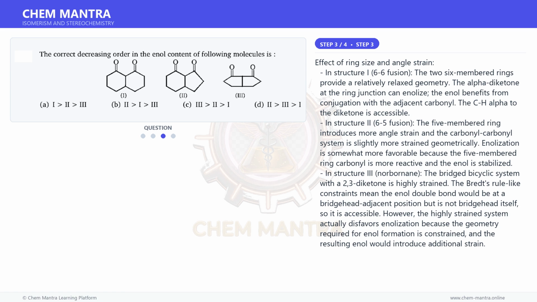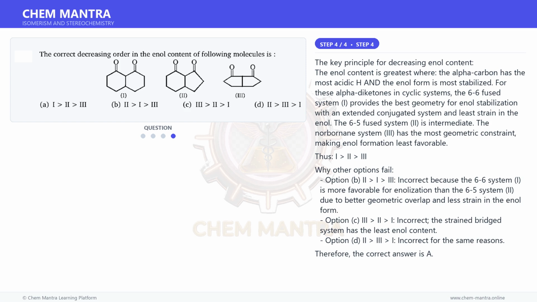In structure 3, norbornane, the bridged bicyclic system with a 2,3-diketone is highly strained. The Bredt's rule-like constraints mean the enol double bond would be at a bridgehead-adjacent position but is not at the bridgehead itself, so it is accessible. However, the highly strained system actually disfavors enolization because the geometry required for enol formation is constrained and the resulting enol would introduce additional strain.